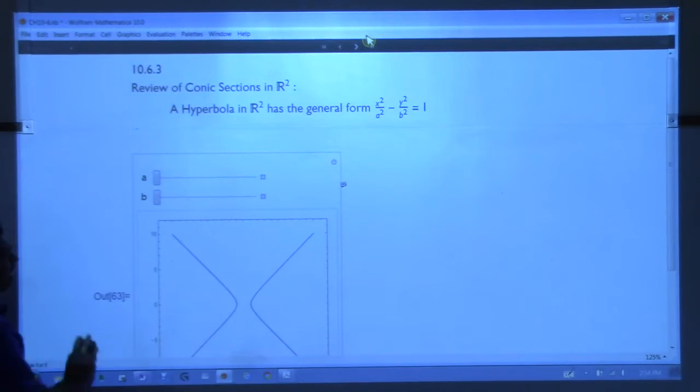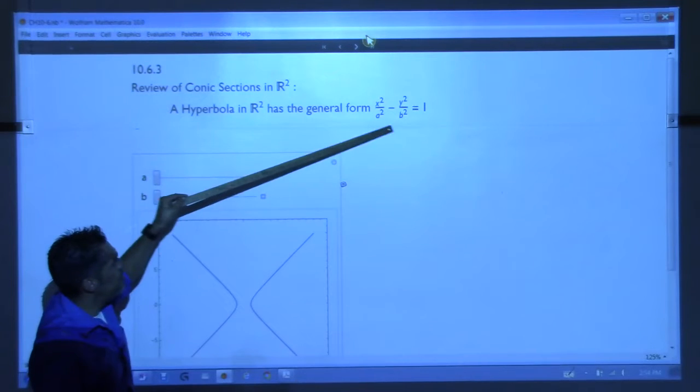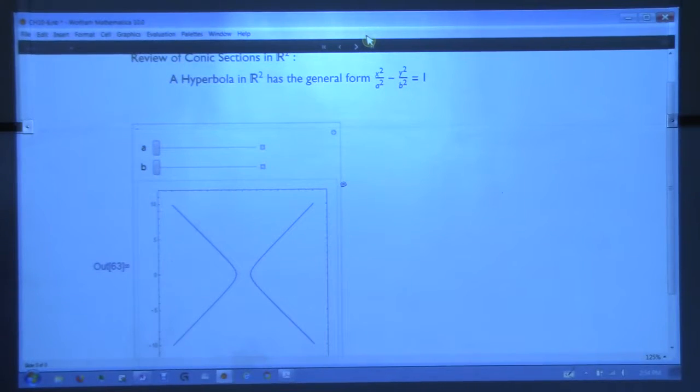And then if we change that plus sign to a minus sign but leave everything else the same, now instead of having an ellipse, we have a hyperbola in two-dimensional space. All right, so we should be familiar with this.